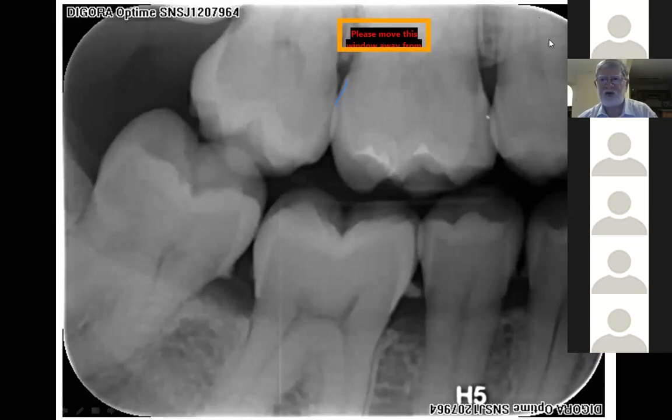Okay, what do you think this patient's suffering from? Okay, yes, so we've got chronic periodontitis. You can see the calculus supragingival and subgingival, with alveolar crestal bone loss occurring in places.